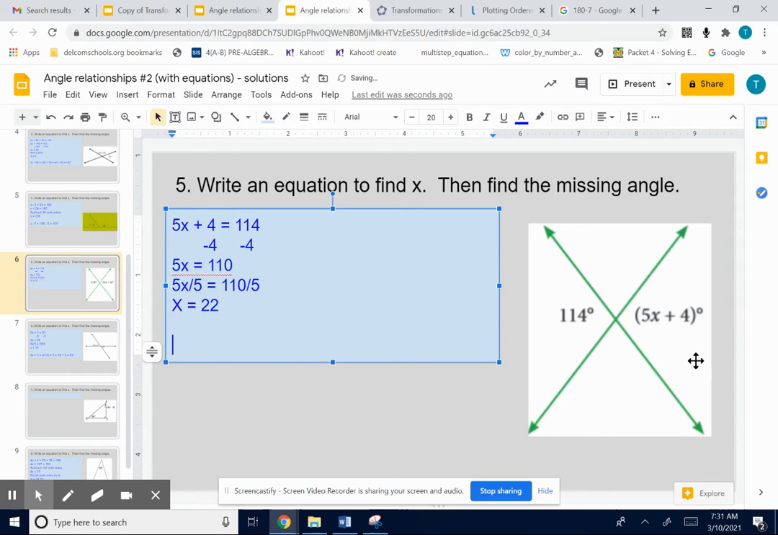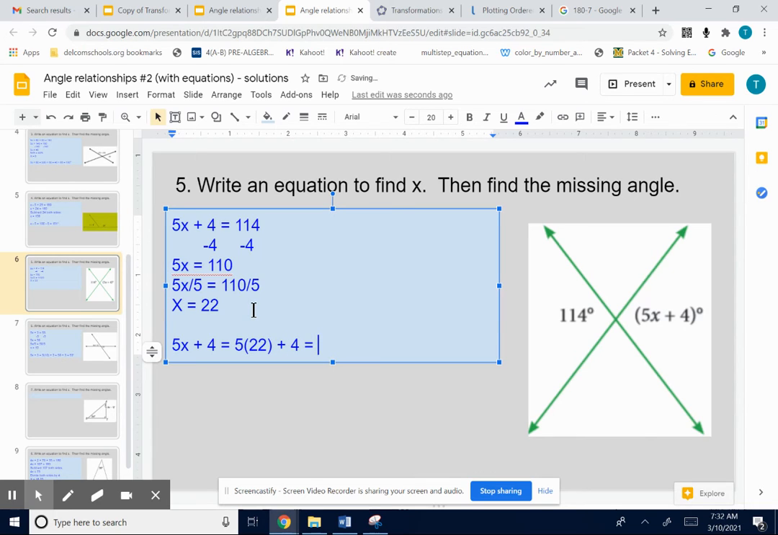If I wanted to use x, put x back into the expression to find my missing angle. I think you guys know that if this one's 114, the other angle has to be 114. But let's just go ahead and do it this way. If I know x is 22, I can substitute x with 22 in 5x plus 4. So that's 5 times 22 plus 4.